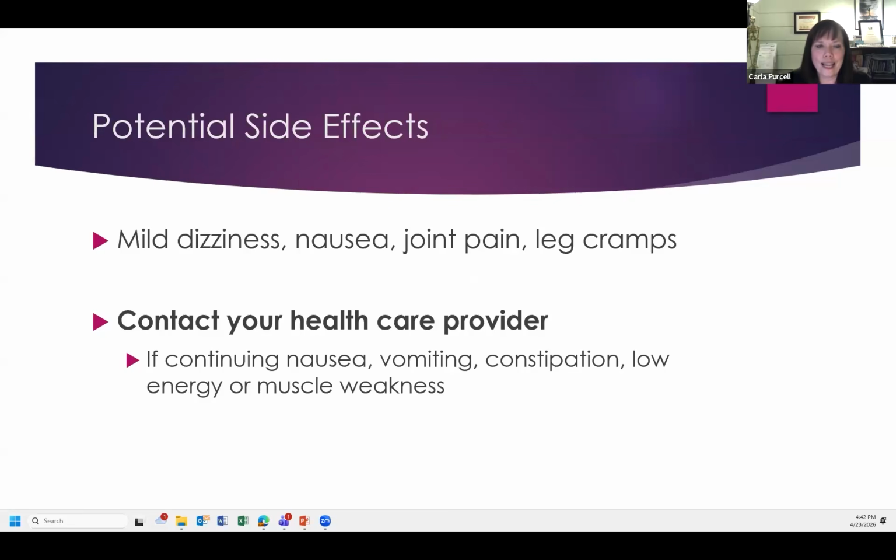Or if you've started taking it and you've had continuous nausea, constipation, low energy or muscle weakness, that might be something that you want to make sure that you talk to the person who prescribed it for you about, to see if it's working okay for you. Like I said, we never want to make you feel worse. We always want to make you feel better.